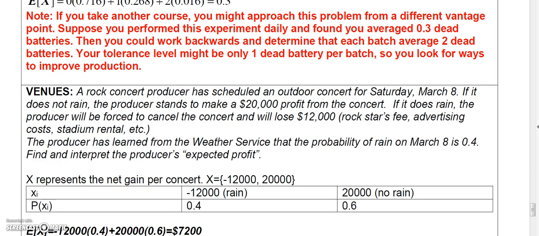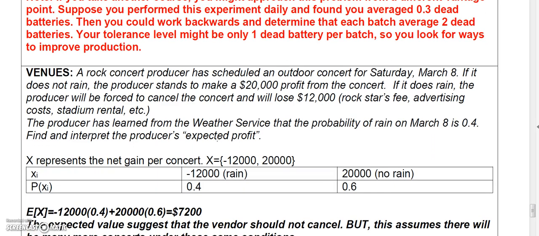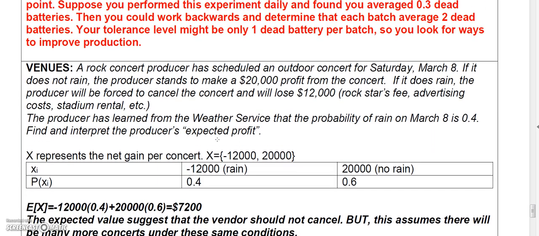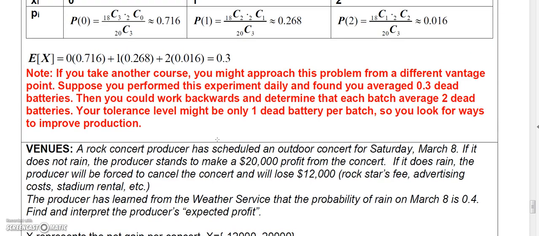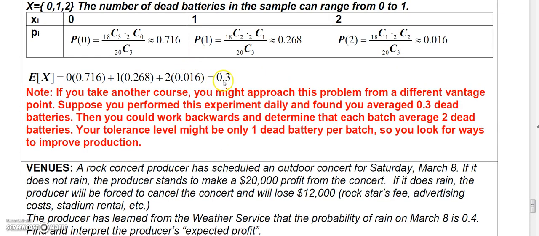So you could work backwards and determine that this is what each batch should average. And so using this formula, you could determine the tolerance level in a quality control problem.